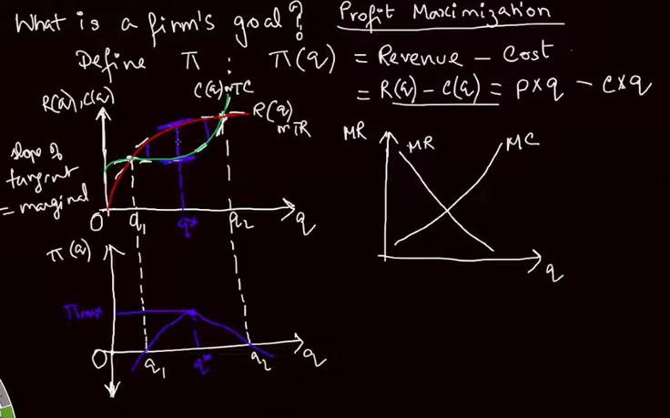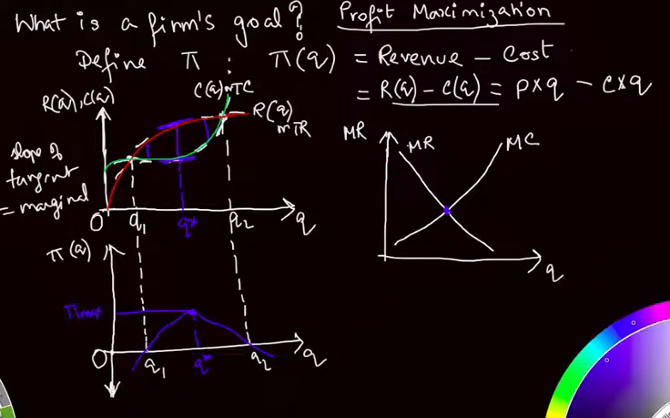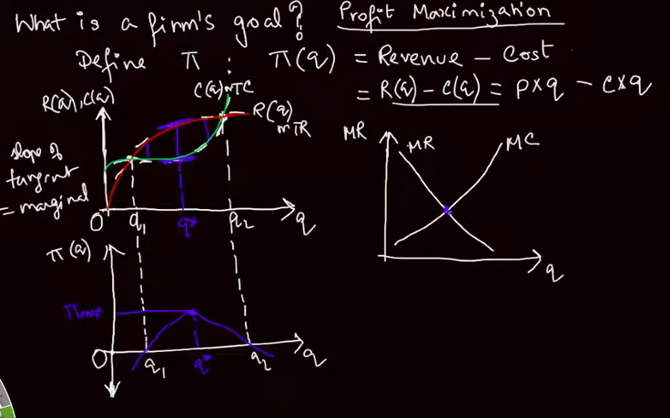Parallel tangents means they have equal slopes. So the slope of this tangent is marginal revenue, and the slope of this tangent is marginal cost. So basically, Q star is the output for which marginal revenue is equal to marginal cost. So this is that point where profit maximization happens, and this is where the farm wants to produce, right?